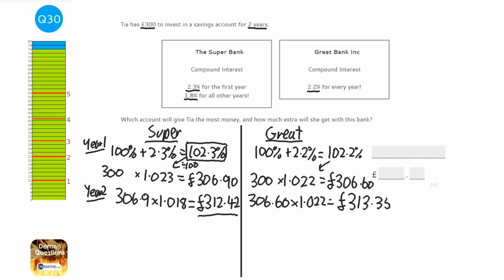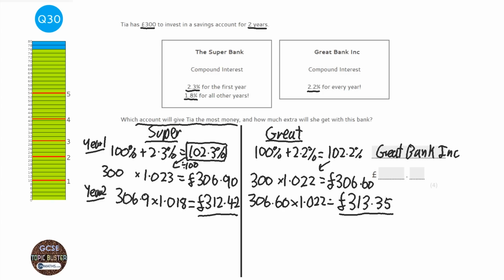Okay, so it says which account will give her the most money. Well, looking at that, it's going to be the Superbank. And when you're writing down an answer, make sure you write down the full name. Oh, it's not going to be Superbank, it's going to be the Great Bank Inc. And then it says by how much.